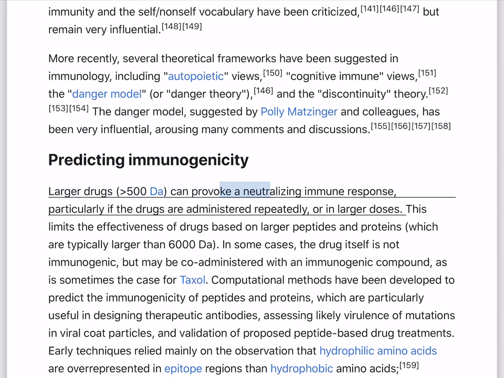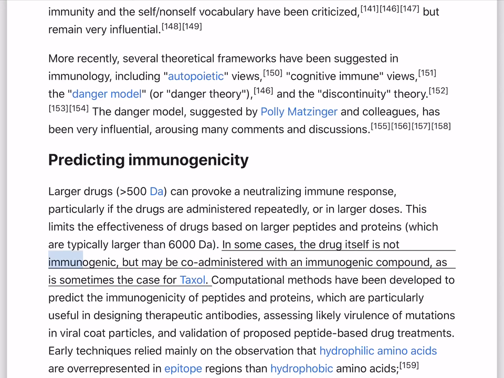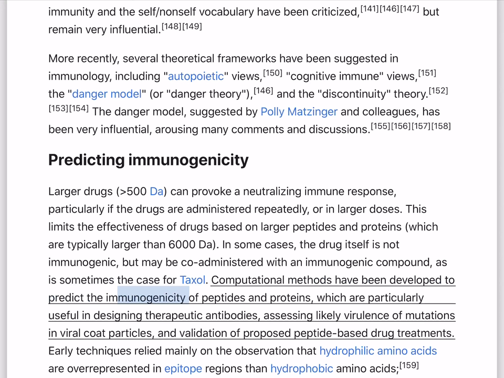Predicting immunogenicity. Larger drugs, over 500, can provoke a neutralizing immune response, particularly if the drugs are administered repeatedly or in larger doses. This limits the effectiveness of drugs based on larger peptides and proteins, which are typically larger than 6,000. In some cases, the drug itself is not immunogenic, but may be co-administered with an immunogenic compound, as is sometimes the case for Taxol. Computational methods have been developed to predict the immunogenicity of peptides and proteins, which are particularly useful in designing therapeutic antibodies, assessing likely virulence of mutations in viral coat particles, and validation of proposed peptide-based drug treatments.